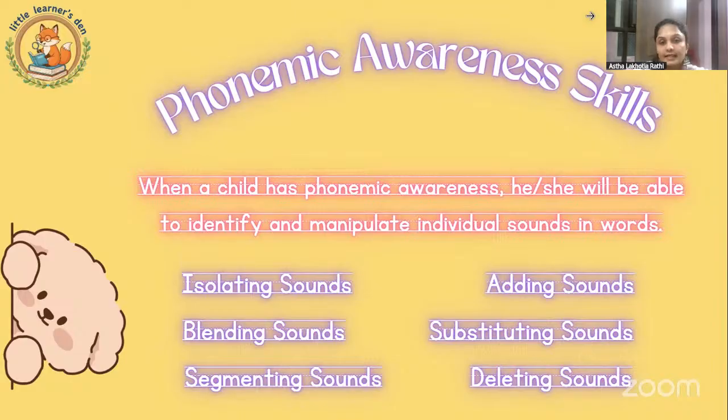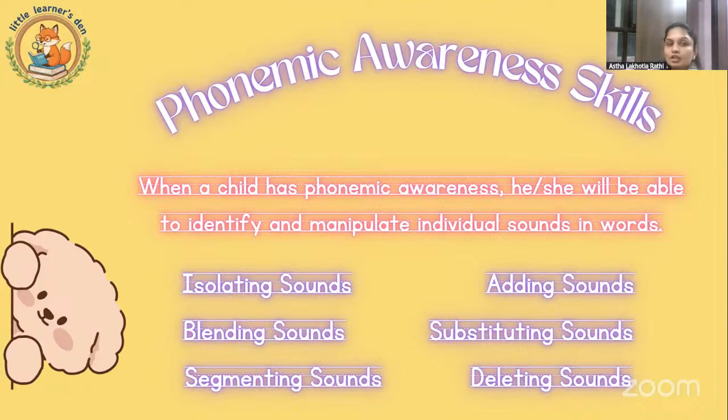When a child has this phonemic awareness, what are we aiming for? Under this skill set, the child should be able to identify and even manipulate individual sounds. The mini umbrella of phonemic awareness also has smaller skills related to how we hear and manipulate phonemes. First is isolating sound, blending, segmenting. Then these three, adding, substituting, and deleting, are manipulation of sounds.